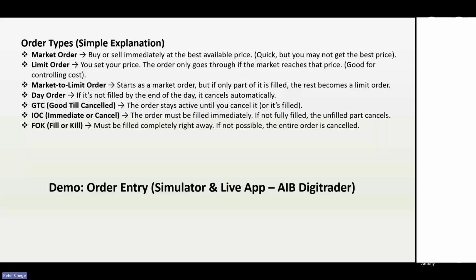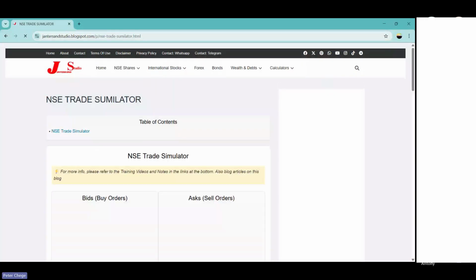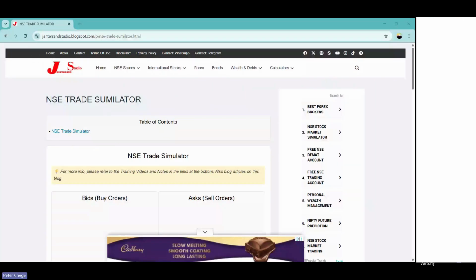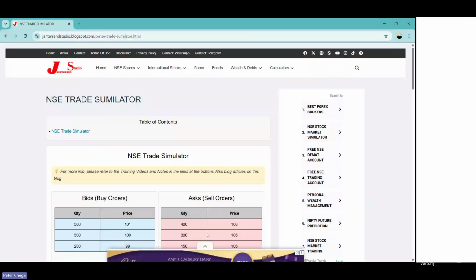So I want to go to the simulator first before we come to the app. So for the simulator, it is on this blog, under calculator, then order simulator. Let me share that link on the chat for those who may want to follow along. So that is a simulator link for those who may want to follow along with the presentation. Let me close this advert and move this up.